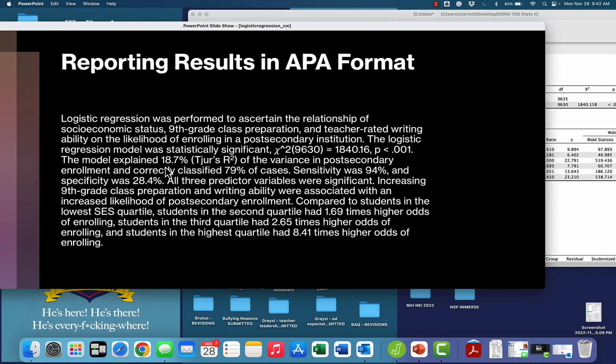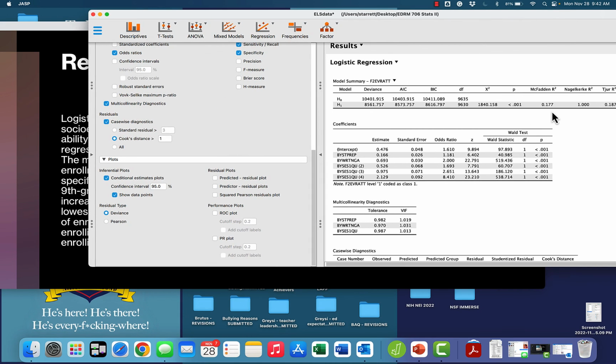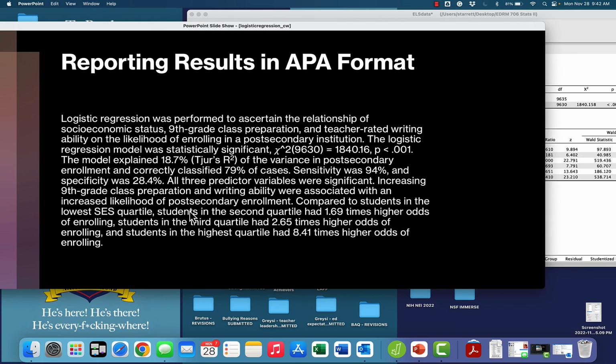The model explained 18.7%, and I noted Nagelkerke's R-squared. I could have also reported McFadden's pseudo R-squared of 17.7% of the variance in post-secondary enrollment, and correctly classified 79% of cases. Sensitivity was 94% and specificity was 28.4%.